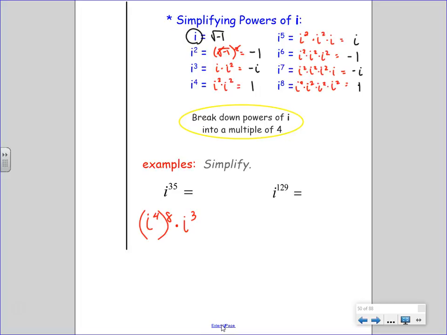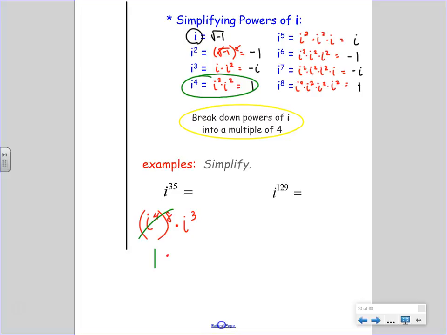Why do I like i to the 4th quite a lot? It's just 1, and 1 times anything is itself. So I can take any powers, any multiples of i to the 4th, and I can say, oh, you're just 1. And so I can take that whole thing and say, oh, you're 1.